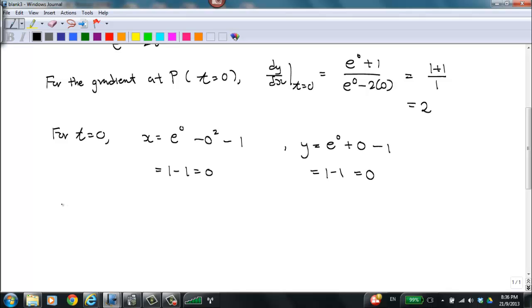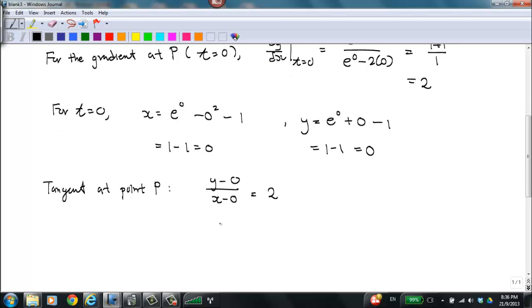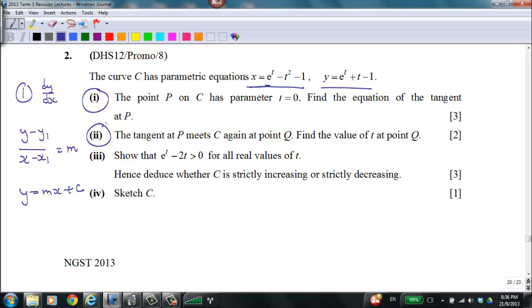So the equation of the tangent at point P. For my preference, I'm going to use y minus y1 over x minus x1 equals the value of the gradient, which is 2, and you will get the equation of the tangent at point P to be y equals 2x. Now we come to part 2 of question 2.